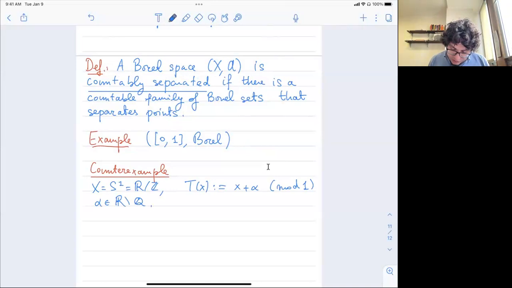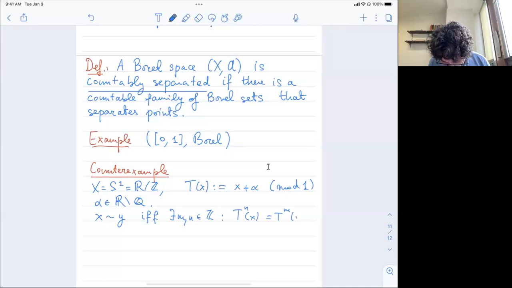Okay. And then we take the orbits. So we take x equivalent to y if there exist m and n in Z such that T^m x equals T^n y. And then if you take X mod this relation, it is not countably separated.